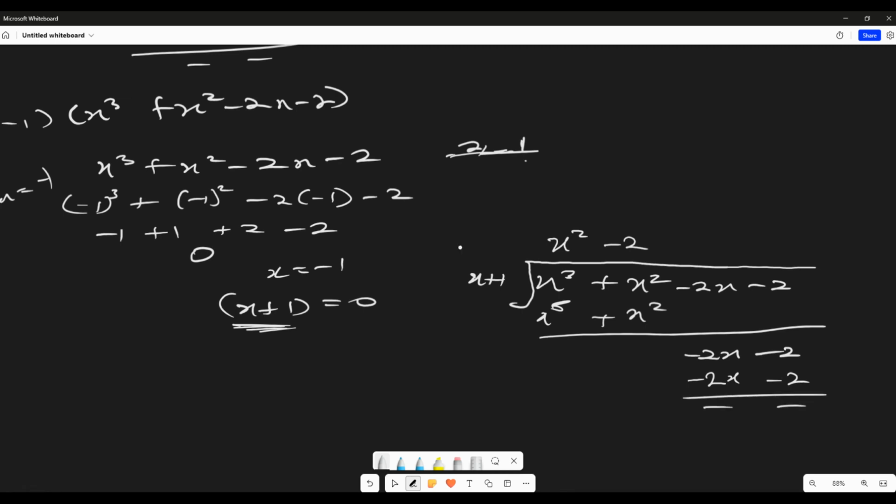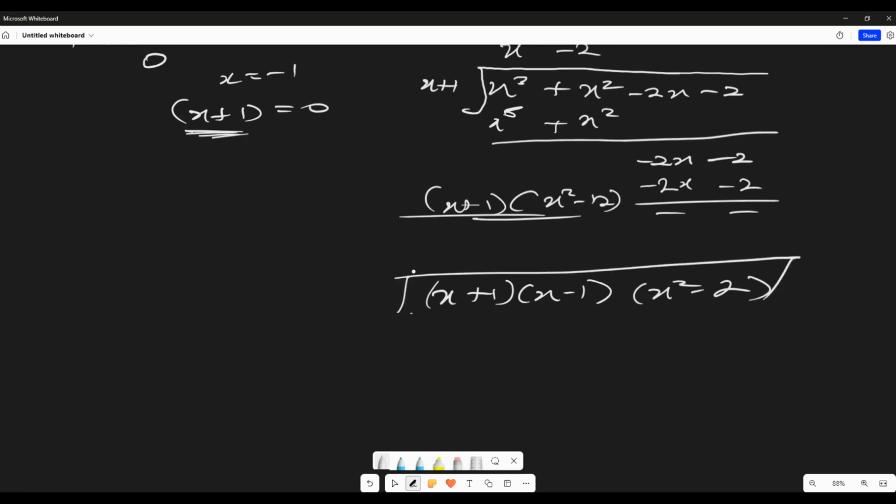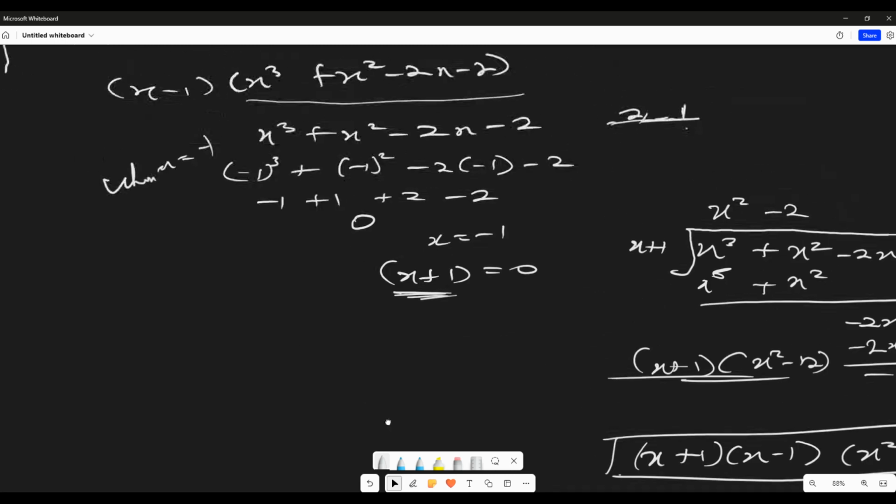Then it is off. It means this expression alone can also be written as x plus 1, x squared minus 2. Good. In that instance, it means the numerator can be simplified to x plus 1, x minus 1, x squared minus 2. That's the factorized form of the numerator. Let's put that aside and now go to the denominator.